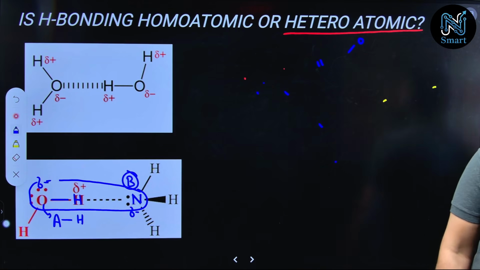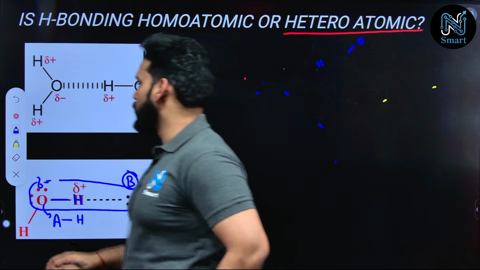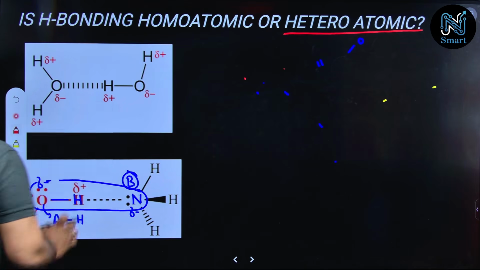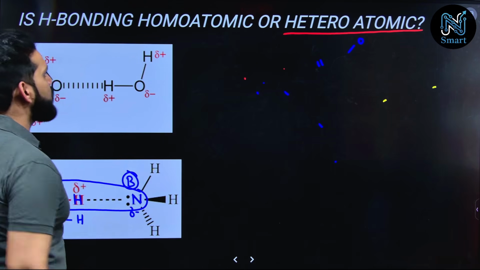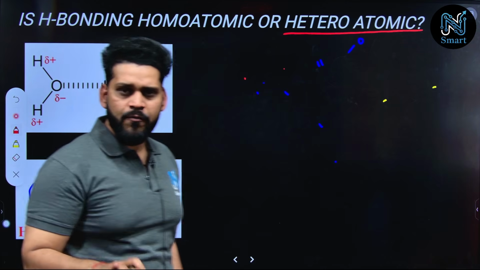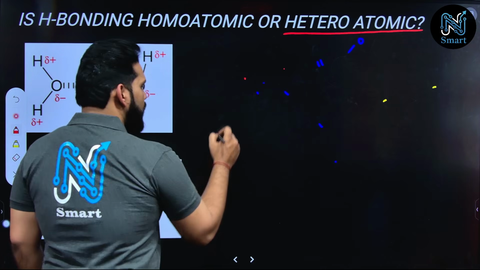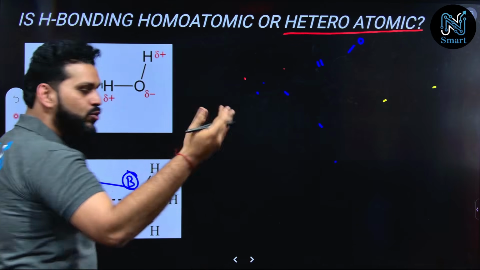Is it clear to all of us? All right, very good. Now, guys, that means hydrogen bonding can be between 2 same molecules. It can be between 2 different molecules. Okay, let me give you one more example. Are we up for one more example here?